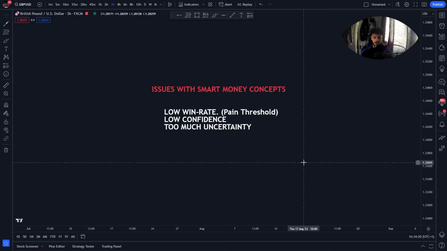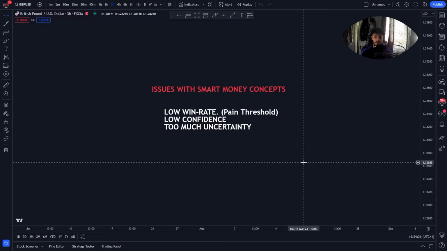You're losing a lot more trades. You're making very small wins, but the size of those wins is actually very big. So you might be losing 8 trades and only winning 2 trades, but those 2 trades alone could make up everything from those 8 trades.